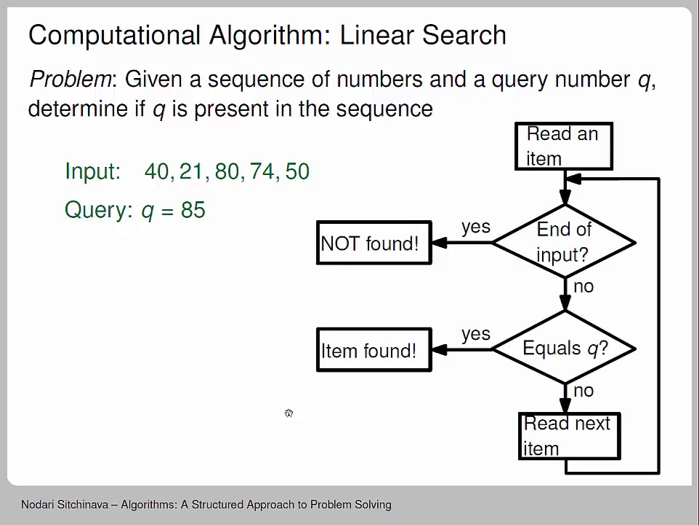Here is a flowchart that defines a simple algorithm for how to solve this problem. We start off by reading the first item in the list of inputs. We check, is this the end of the input? No. So then we check, is the number we just read equal to q? If yes, we can report that the item has been found and exit. If not, then we read the next item and repeat the loop. Once we reach the end of the input, this condition will evaluate to yes, and then we can exit with the answer that the query has not been found.